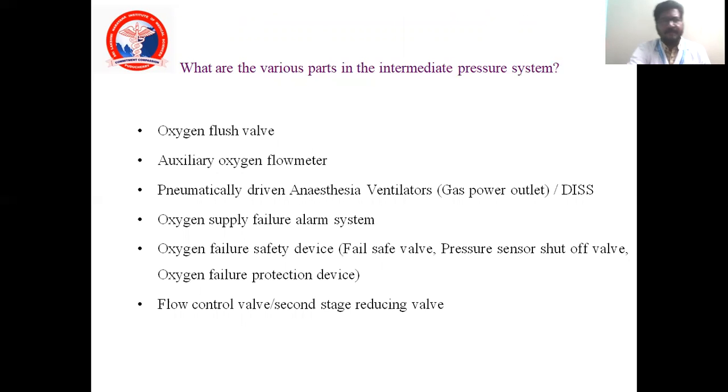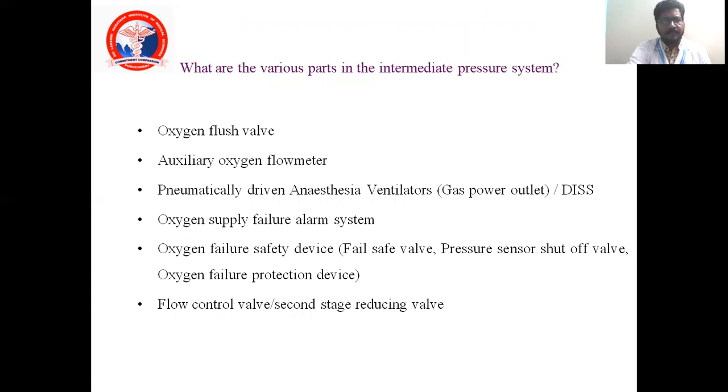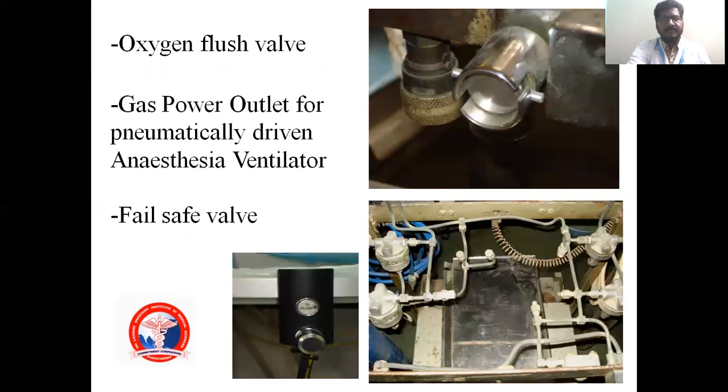The intermediate pressure system we have discussed in the previous slides also. The same thing is there; in addition to that, we have an oxygen flush valve and the auxiliary oxygen flow meter. This is the oxygen flush.